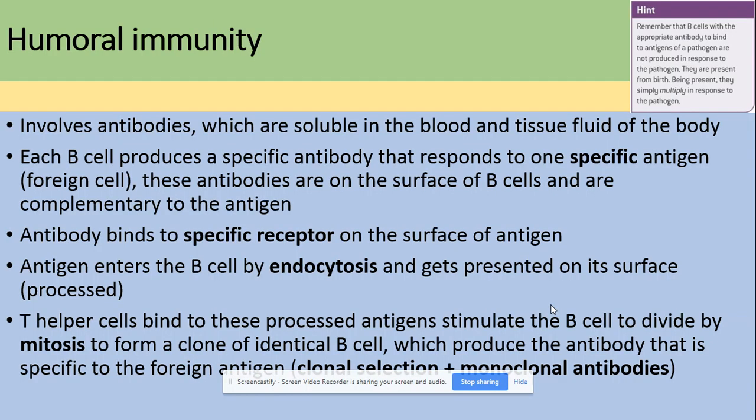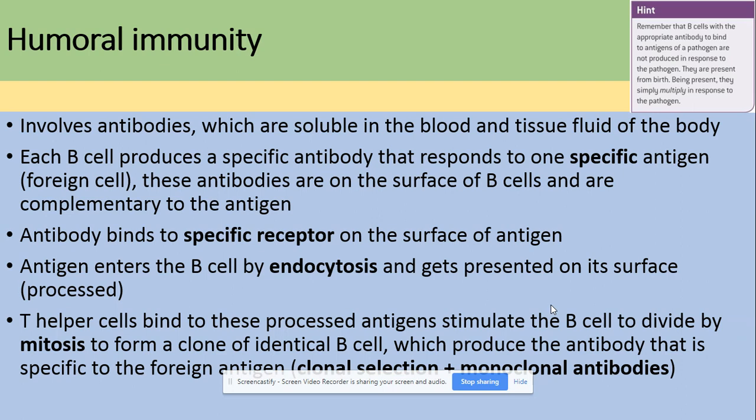Okay, so a quick overview of what humoral immunity is. Humoral immunity is the response that involves B cells, B lymphocytes. So it will involve production of antibodies. So it's a little bit different from cellular immunity with T cells. Here we've got antibodies, and antibodies are proteins. They are specific proteins which are soluble in the blood and tissue fluid.